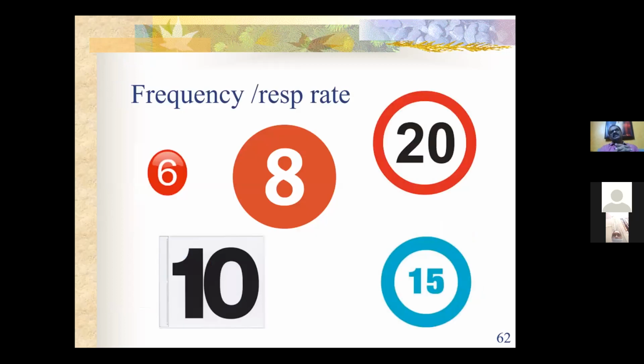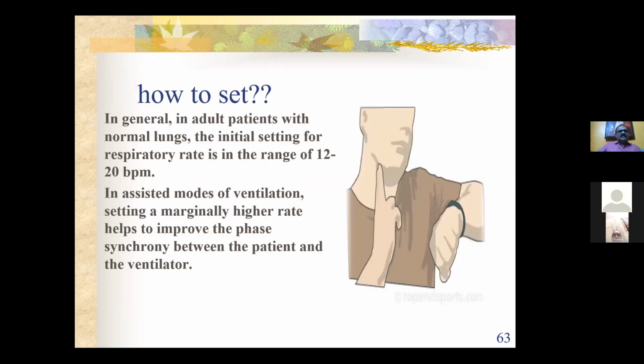Next is respiratory rate. Once we have set the tidal volume and the FiO2, next is the respiratory rate. So there can be different respiratory rates. What are you going to set? In general, adult patients will be breathing at around 12 to 20. So that is the range of respiratory rate that you're going to keep. And in assist modes of ventilation, it's better to keep a marginally higher rate to improve the synchrony between the patient and the ventilator. So if the patient is breathing at around 12 to maybe 14 or 15, keep it a little higher so that there will be better synchrony. Usually we keep it around 12 to 20.